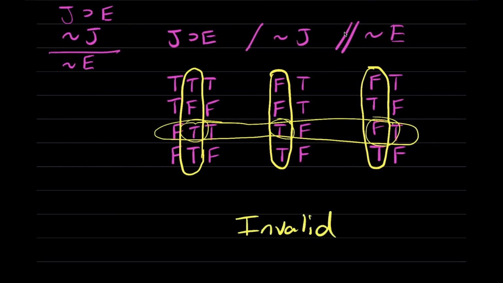And the reason is this. If you remember, if the argument were valid, if the premises are both true, that should guarantee the truth of the conclusion. But that's not what's going on here. We have a case where the premises are both true, but the conclusion is false. That shows that the conclusion does not follow from those premises and the argument is invalid. If we didn't find a row like that, the argument would be valid.